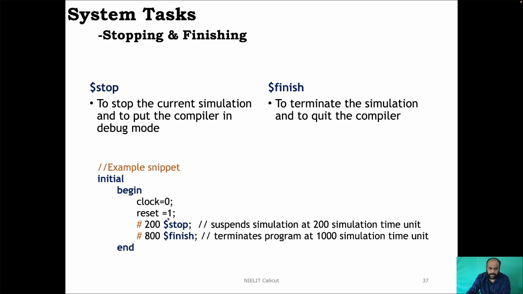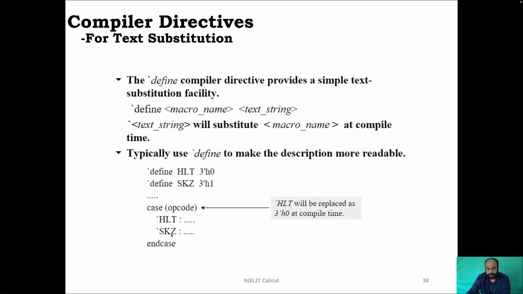So look at this example. Initially clock is made 0 and reset is made 1. Then at 200 nanoseconds, or 200 simulation time units, because of $stop, the simulation will stop and the compiler will be put in interactive mode where you can debug your code. At 200 plus 800, 1000 simulation time units, the program will be terminated and it will be prompted for closing or quitting the compiler.